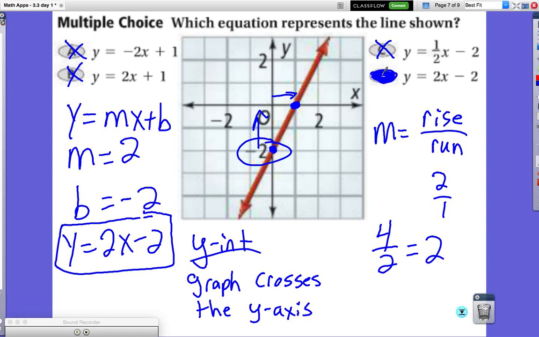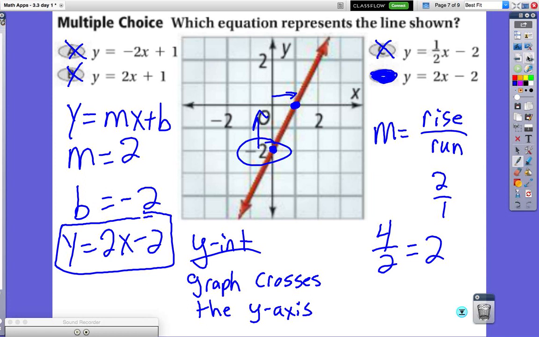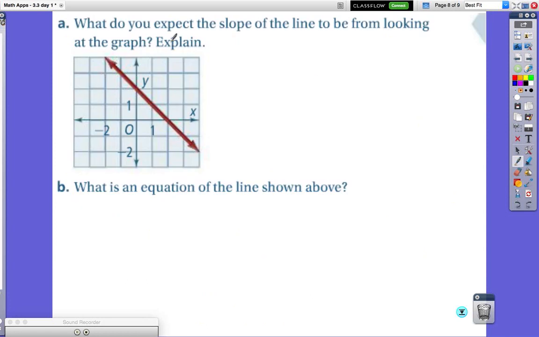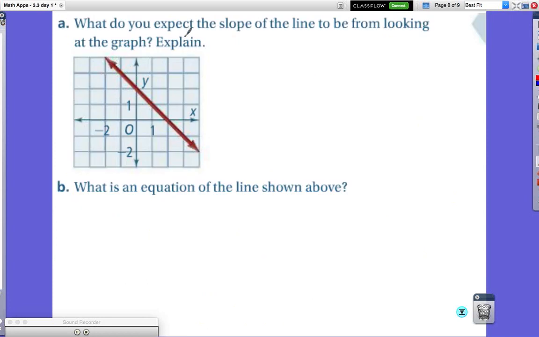All right, last problem. What do you expect the slope of the line to be from looking at the graph? When we have a graph, we always find the slope by using rise over run. This should be reviewed from a few days ago. So m equals, in this case, we read the line, it's decreasing, so we know it's negative.